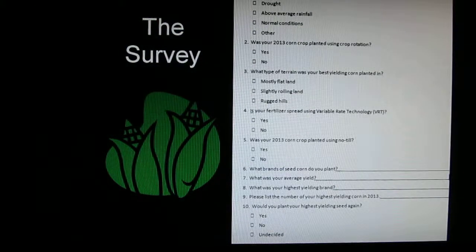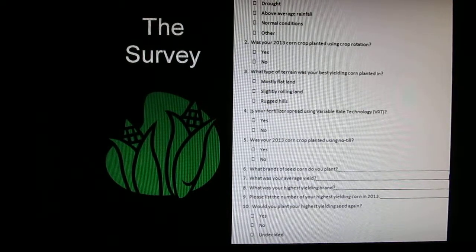The survey I used consisted of 10 questions. Question number 1 was, what kind of weather conditions did you have in your area? Question 2 was, was your 2013 corn crop planted using crop rotation? Number 3, what type of terrain was your best yielding corn planted in? Number 4, is your fertilizer spread using variable rate technology or VRT? Number 5, was your 2013 corn crop planted using no-till?